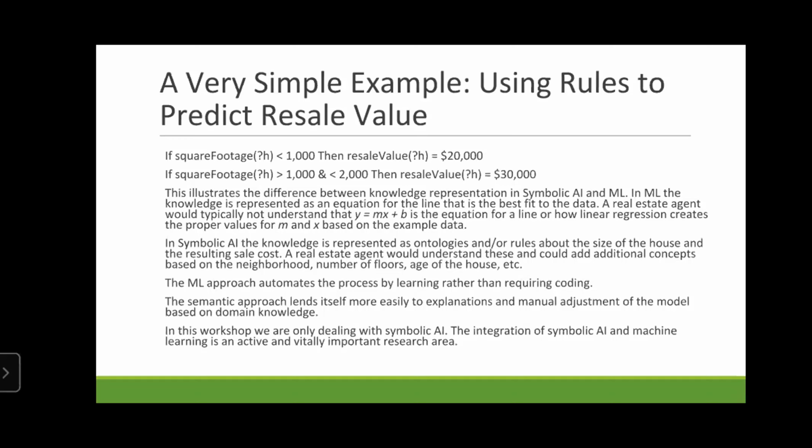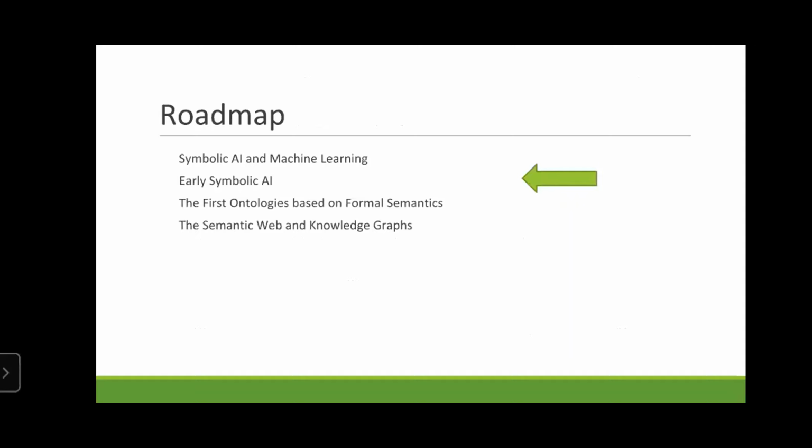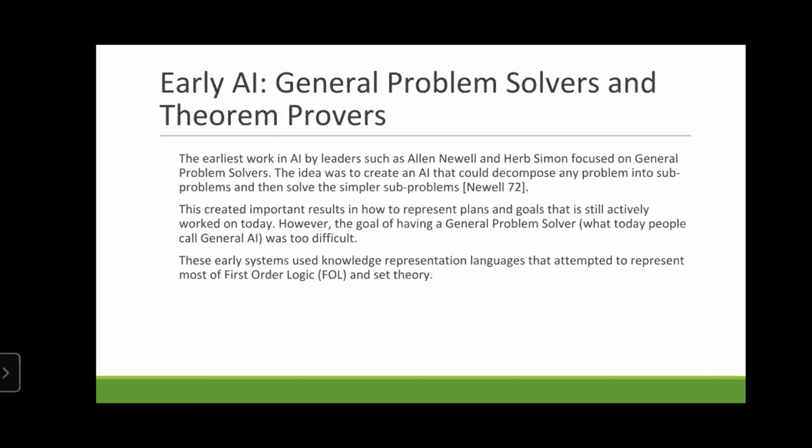In this workshop, we're going to be dealing primarily with symbolic AI, and I also want to stress, though, that the integration of the two is a very interesting topic that a lot of people are working on. It's a hard problem, but a very interesting problem. Okay, now that I've clarified, at a very high level, I hope, what symbolic AI is, I want to talk about the early history of symbolic AI.